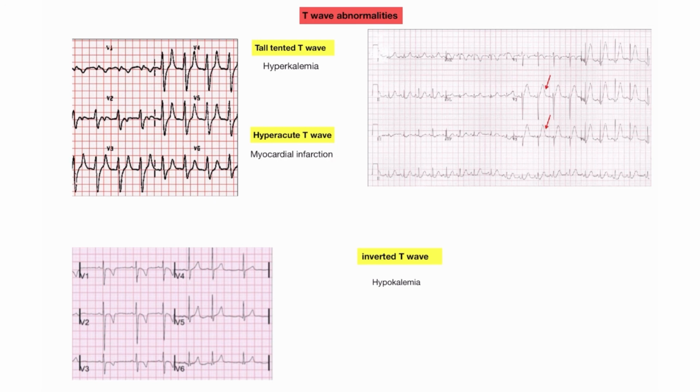Second is the inverted T-wave. The inverted T-wave appears in hypokalemia, and in this graph you will see the inversion of the T-wave in the V1 or V2 lead. In the elevation you will see a tall T-wave on the upper side, but here inversion of the T-wave occurs. So this occurs in hypokalemia, inversion of the T-wave.